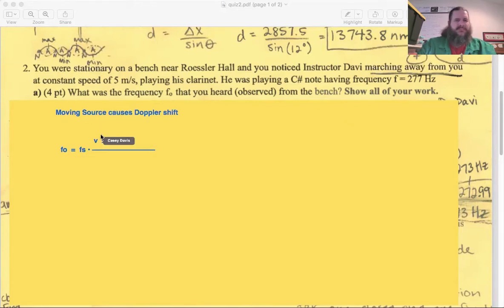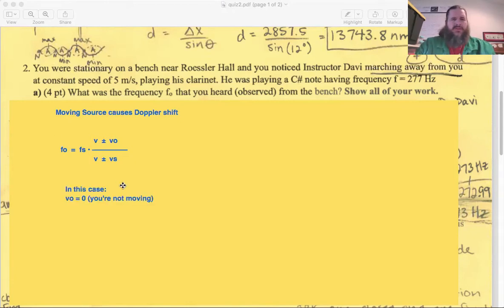So then would you have like v plus or minus v of the observer, or I guess nothing, over v plus or minus the velocity of the source? Yes. Yeah, is it the observer in the numerator? Yeah, in my notes, it's observer in the numerator and source in the denominator. Okay. And in this case, the observer is not moving because you're listening to the music while just sitting on a bench. So in this case, v observer is zero because you're not moving.